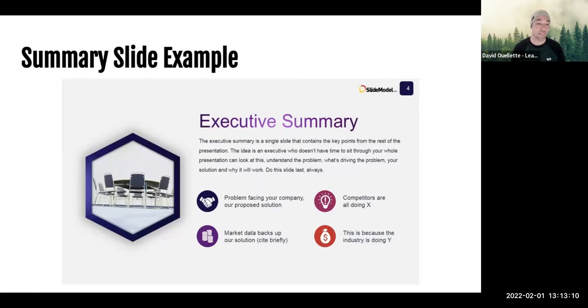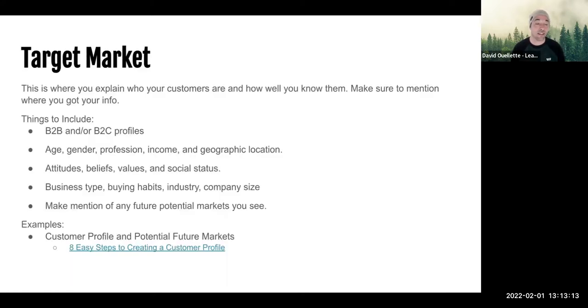Okay. So next, the thing we were talking about that also needs to be included in your introduction is mentioning your target market. Here you want to explain who your customers are, and this gives you the opportunity to showcase how well you know them. You want to make sure to mention where you got your info. If there were databases you pulled everything from, you can just put that on the slide with a link to it, just showing that you're not making this information up. You don't have to say it aloud, but you want to make sure it's there on the slide.